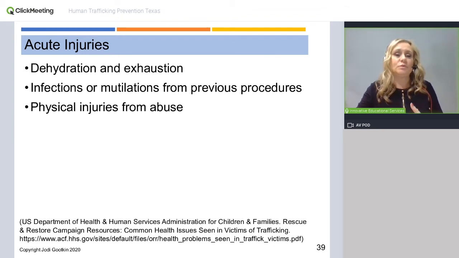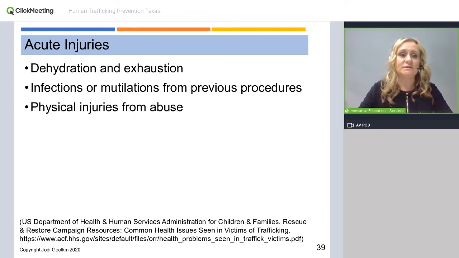If the individual was taken for previous care that was not actually rendered by a healthcare professional, they may develop infections or have mutilations that we notice, and now they're being brought in for the correct level of service.